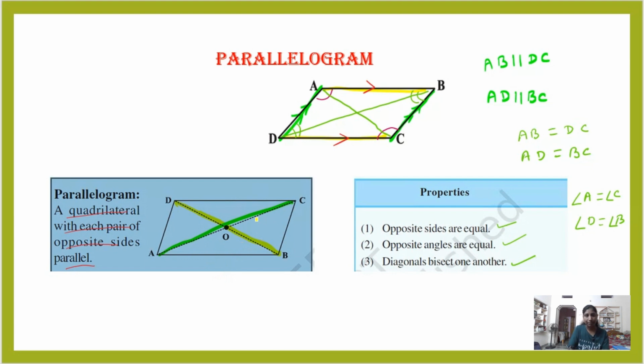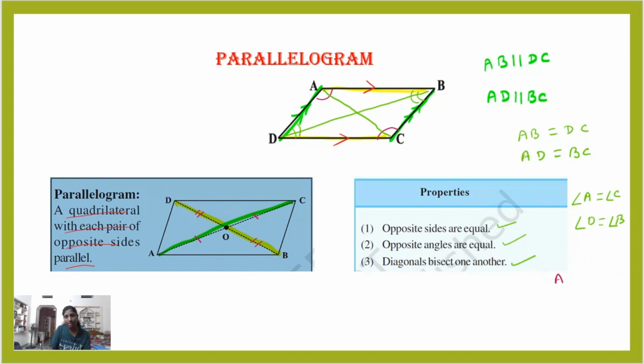It means, see, here bisect means AO is equal to OC, and the line segment OD is equal to OB. So diagonals bisect each other means AO is equal to OC, and BO is equal to OD.